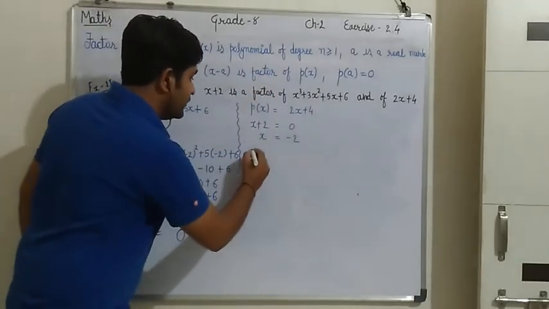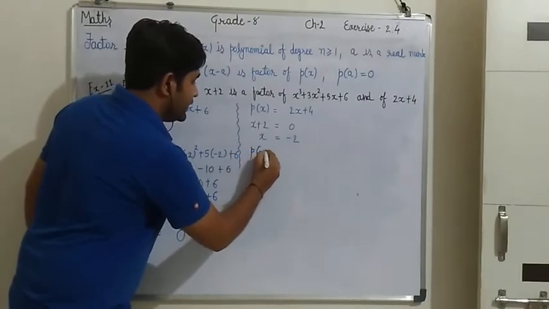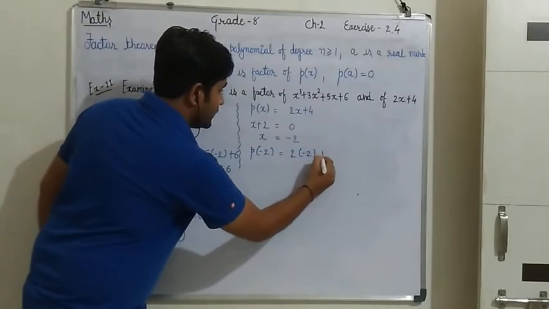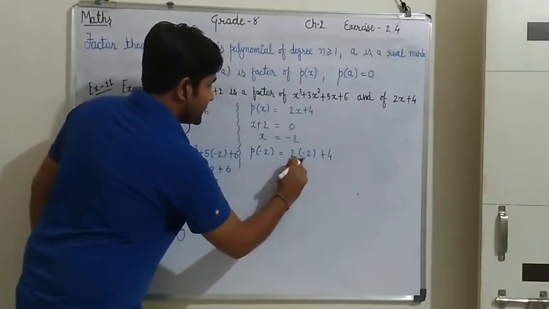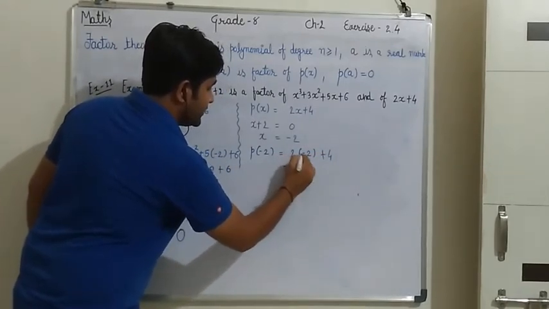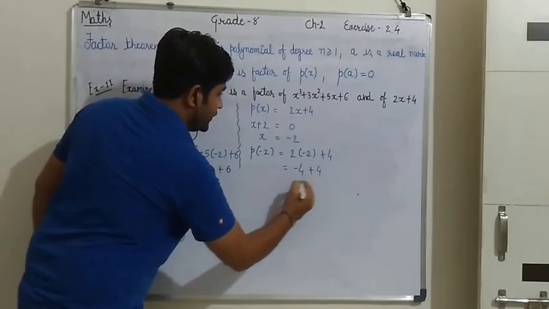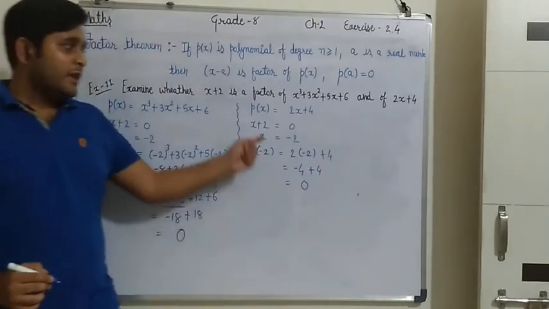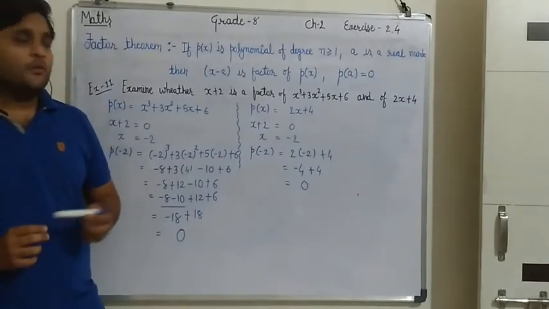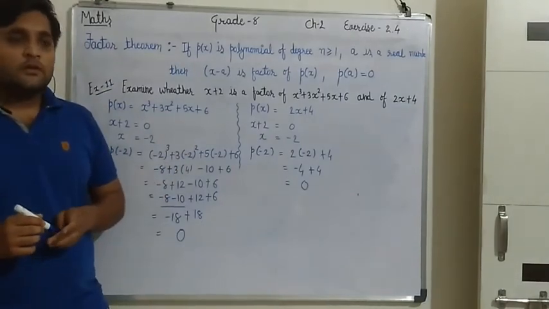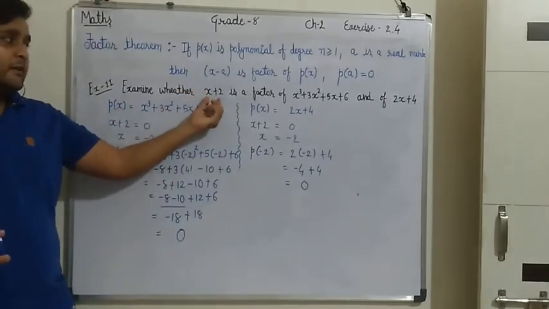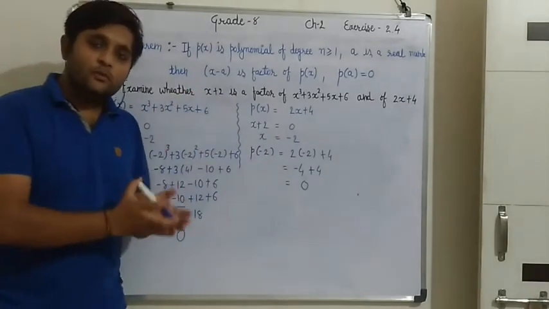Let me put the value: p of minus 2 is equal to 2 times minus 2 plus 4. 2 twos are 4, and plus minus minus 4 plus 4. So friends, the answer is 0. So we can say that x plus 2 is also a factor of 2x plus 4. So this way we can find whether the given factor is a factor of the given polynomial or not.